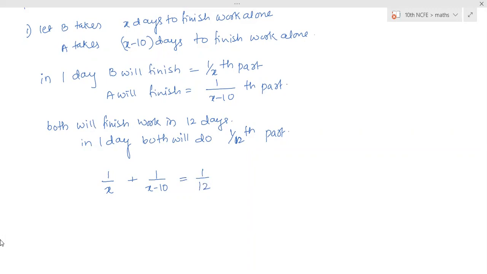If you want to find out for 12 days also, you can find out: 12 by x plus 12 days' work is 12 by x minus 10. That is equal to the whole work, that is 1. That way also you can do. Yes, ma'am. I understood.